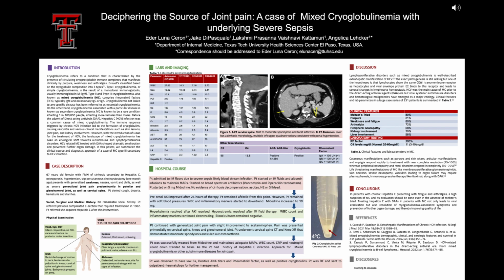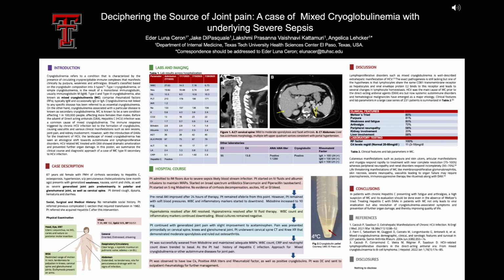This workup showed the presence of hypocomplementemia and positive results for rheumatoid factors including IgA, IgM, and IgG, as well as positive cryoglobulin agglutination, confirming the diagnosis of mixed cryoglobulinemia. The patient was discharged and sent to outpatient rheumatology for further management.